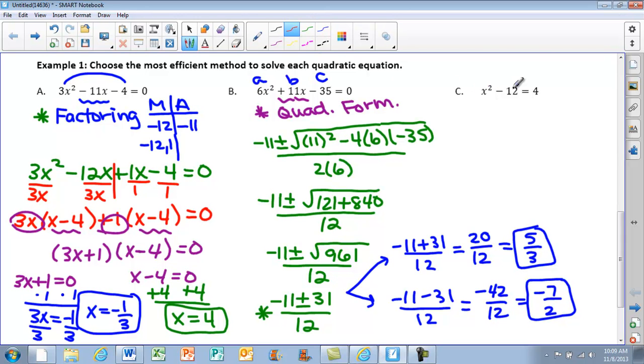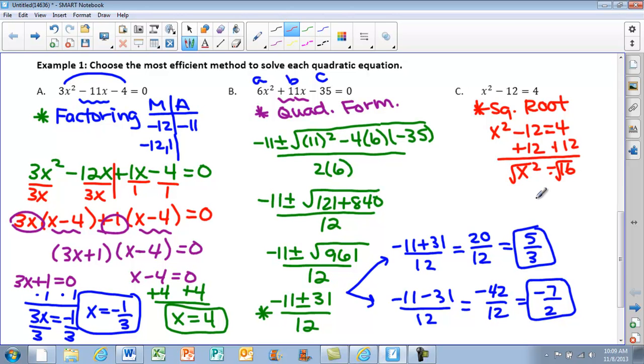My last one then, what you look at is this is not equal to 0 yet, but right away you can pick out that we don't have a b term. So you should be thinking to yourself, okay, the square root method is definitely going to be the quickest. We have x squared minus 12 equals 4, so we want to make sure we get x squared by itself. Go ahead and add 12 to both sides, so we get x squared equals 16, and you guys know square root both sides, so x is going to equal plus or minus 4. And those are always the nice ones because those are a lot faster than the first two. So that's picking the most efficient method.